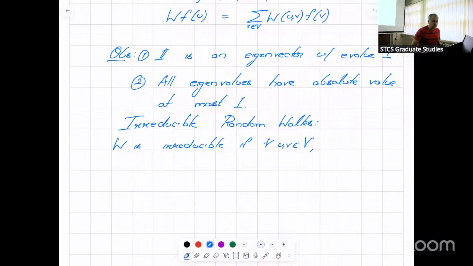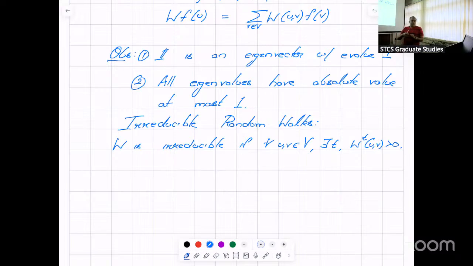what should we have? I can't say W(U,V) is greater than 0, because that says in a single step I should be able to reach. What we can say is there exists some time t such that W^t(U,V) is greater than 0. W corresponds to a random walk of 1 step, W squared is a random walk of 2 steps, and in general, W^t will correspond to a random walk of t steps.